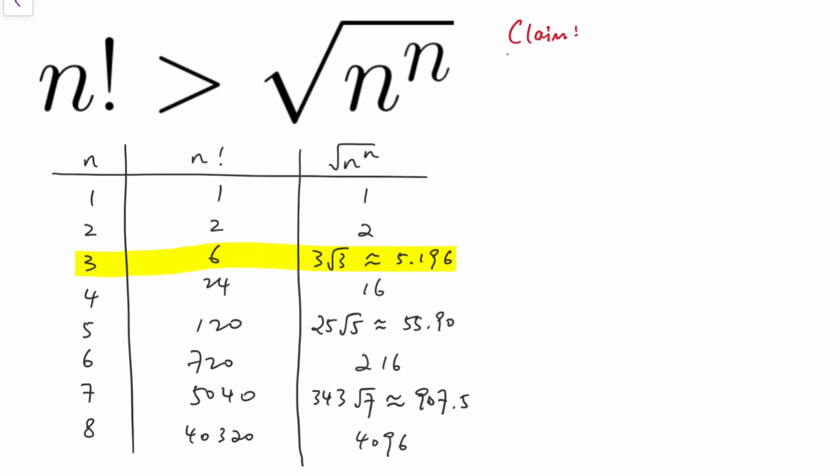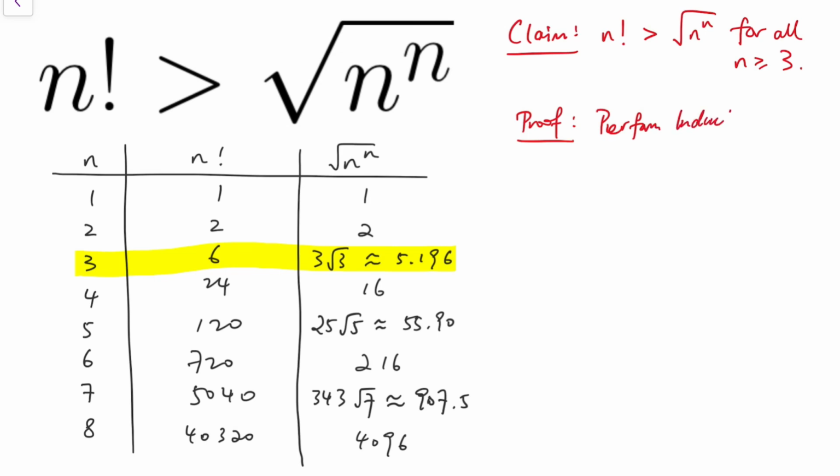So here's the claim, which is that n factorial is larger than square root of n to the power n for all n that is at least 3. And to prove this, the most apparent way is to prove it by induction. Now, of course, by comparing these values, we can see that the statement is true when n is 3, which is the base case.